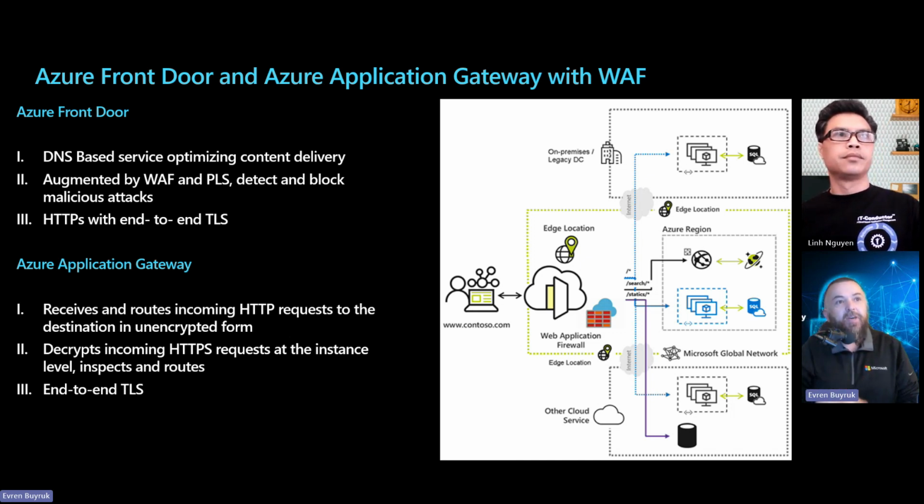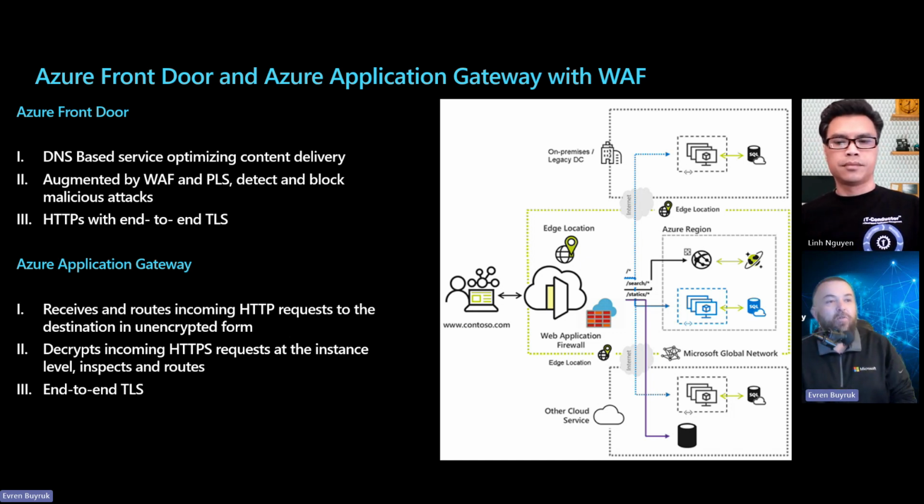So this is the DNS-based service optimized for content delivery. It is to provide HTTPS with end-to-end TLS. So we have the Azure Application Gateway, which is more on layer 7. It is going to receive and route incoming HTTP requests to the destination in encrypted form. It's going to decrypt incoming HTTPS requests at the instance level and end-to-end TLS.